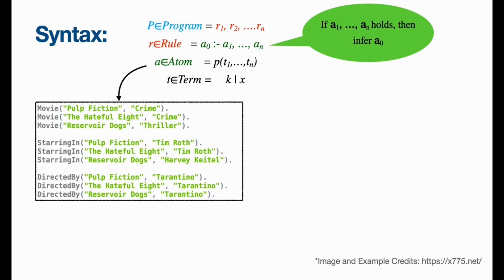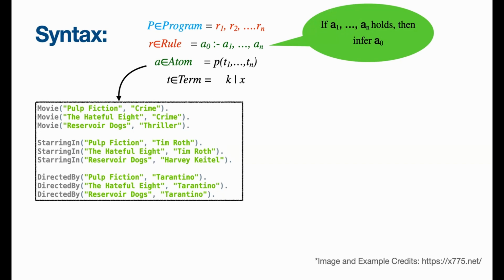Let me again show it to you with an example. Atoms are basically n-ary relations. Over here you have a relation called movie, which is just relating the name of the movie with the genre. So Pulp Fiction is crime, Hateful Eight is crime, and so on. The other is the starring in relation. Over here you have Tim Roth starring in Pulp Fiction, Harvey Keitel starring in Reservoir Dogs, and so on. And the other one is directed by, like all these movies are directed by Quentin Tarantino.